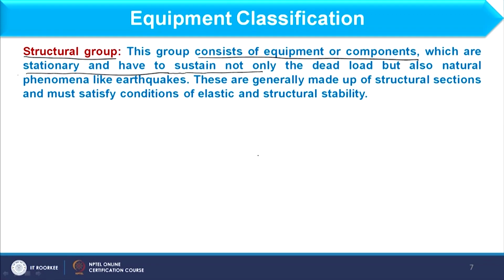Okay. So, the second group in this classification is the structural group. This group consists of equipment or components which are stationary and have to sustain not only the dead load but also natural phenomena like earthquake. Okay. So, what is this structural group? The structural group basically maintains the shape of the equipment.